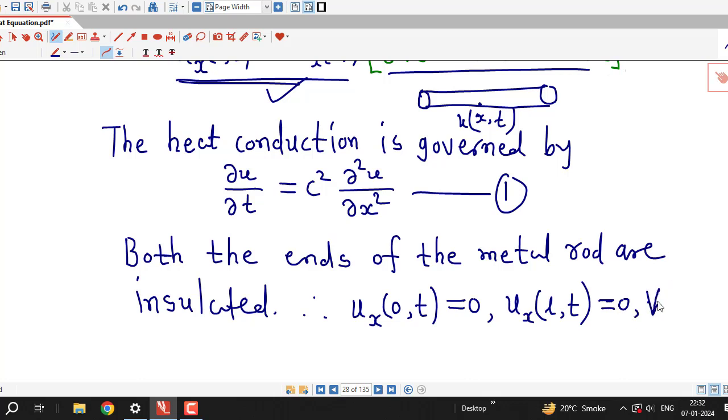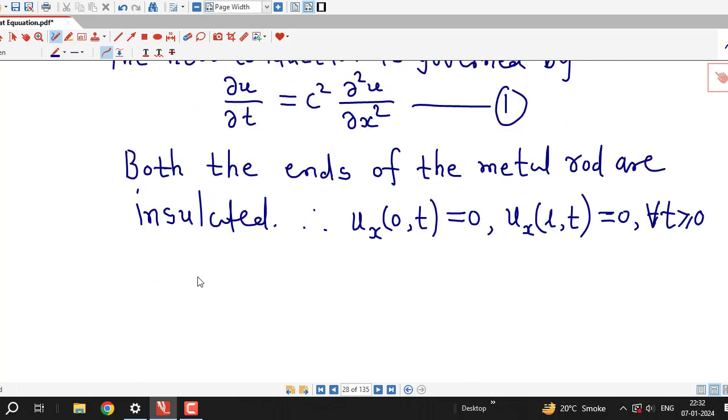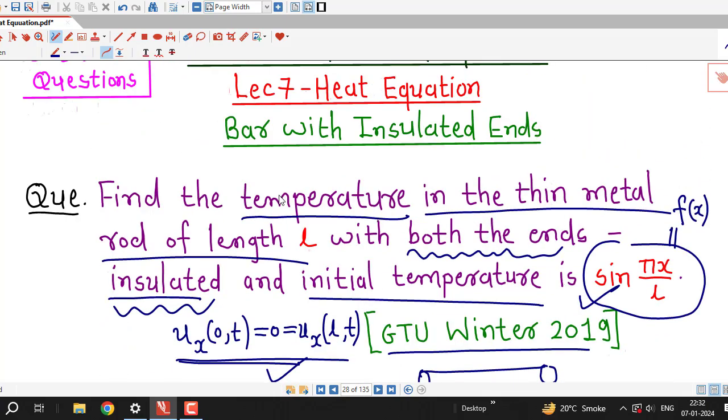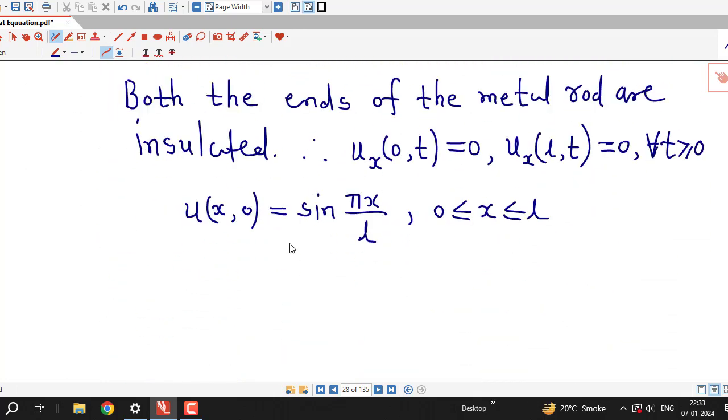So this is true for all values of t greater than or equal to 0, and they have given that initial condition is U at t equal to 0 is sin pi x divided by L, and this is for all values of x between 0 and small l. Here length of the metal rod is small l, so we will use small l.